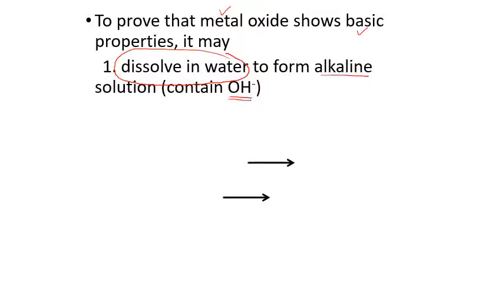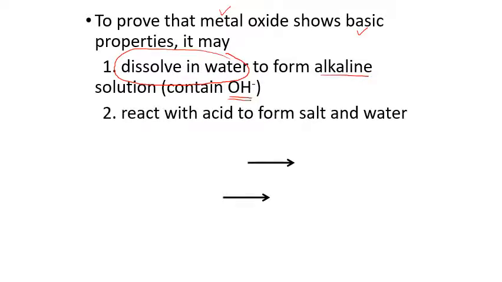If it can form OH negative, then it is alkali. Another one is that a base always will react with acid. So we will try to use the metal oxide to react with acid, and then supposedly it will form salt and water. Either one of these chemical equations can be written so that you can prove that metal oxide is showing basic properties.